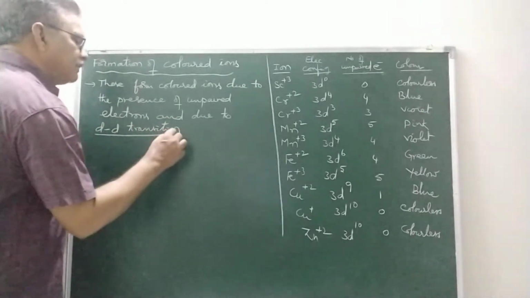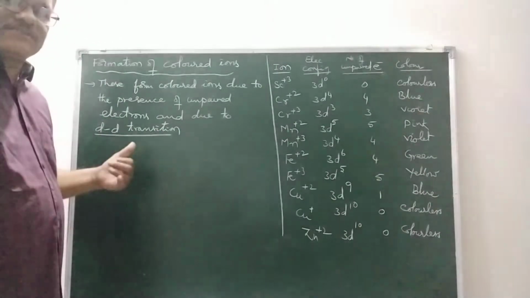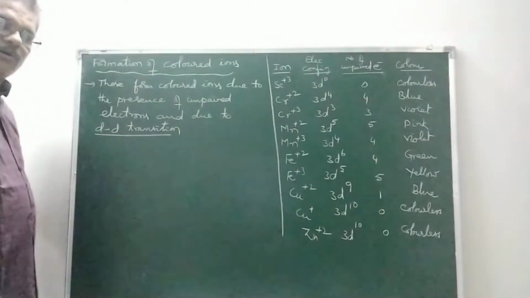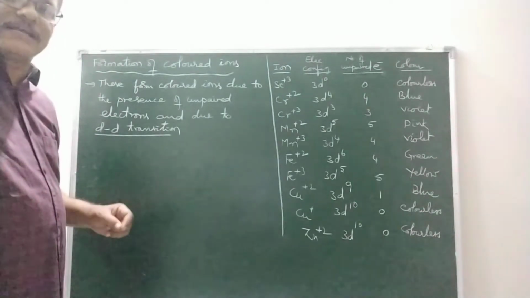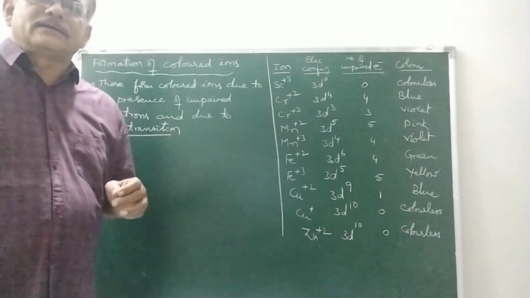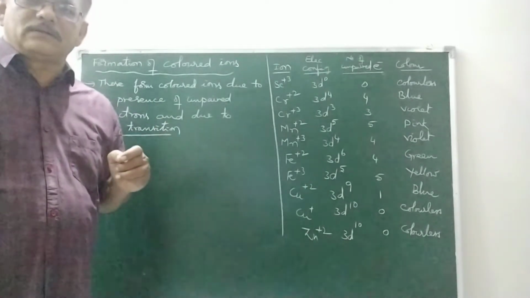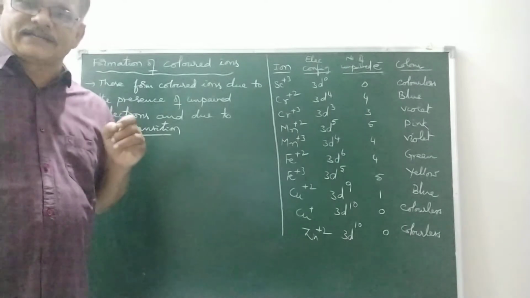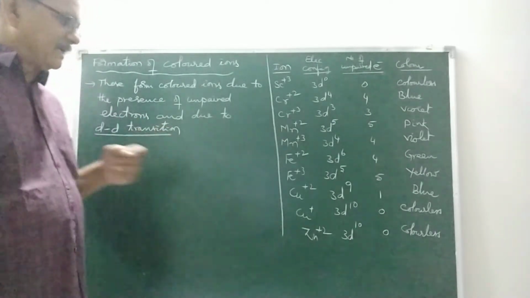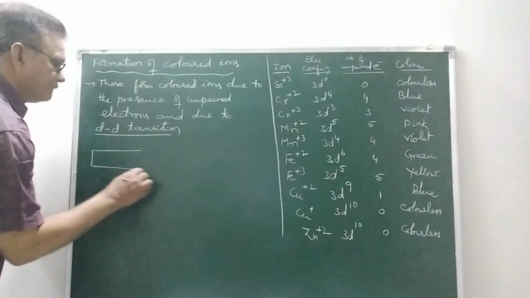What is meant by DD transition? How does it take place? In presence of ligands, the D orbitals lose their degeneracy. What is meant by degeneracy? The orbitals which are present in the same level are similar in energy. This is called degeneracy. In presence of ligands, the d orbitals lose their degeneracy.